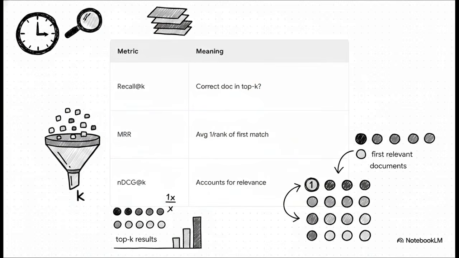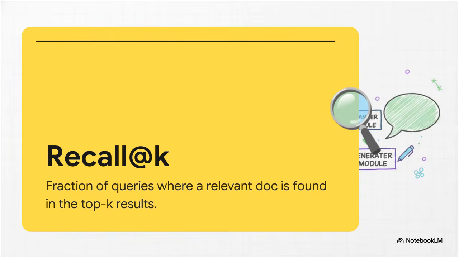Recall at K asks a simple binary question. Out of all your queries, how often is the correct document sitting in the top K results? MRR, or mean reciprocal rank, looks at the average position of the very first relevant document. And NDCG at K is slightly more complex. It accounts for relevance gradations, rewarding the system more if the highly relevant documents appear higher up than partially relevant ones.